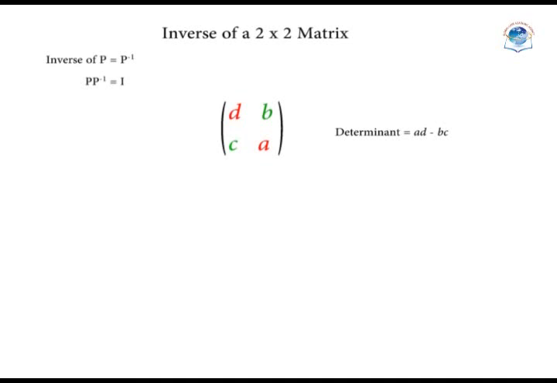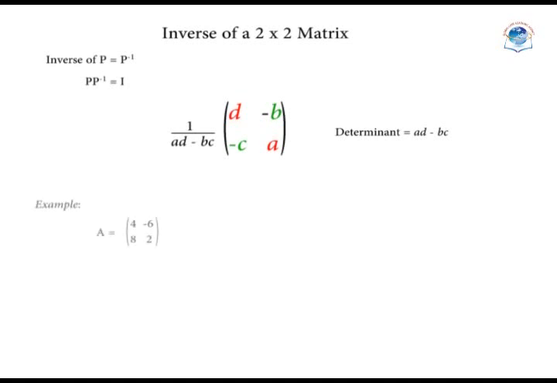Then, change the sign of the elements in the secondary diagonal. If it's positive, you make it negative. If it's negative, you make it positive. And so we shall have D, minus B, minus C, A. Then you divide this new matrix by the determinant. And we shall have 1 over AD minus BC times D, minus B, minus C, A.